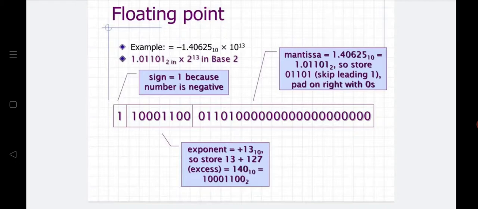Later, my mantissa. What is my mantissa? Whatever the fractional value I got in the binary representation, I place it as it is. The value I got is 1.01101, so I take the fractional value, which is 01101. Next I need to append zeros. How many zeros do I need to append? That should make it 23 bits.